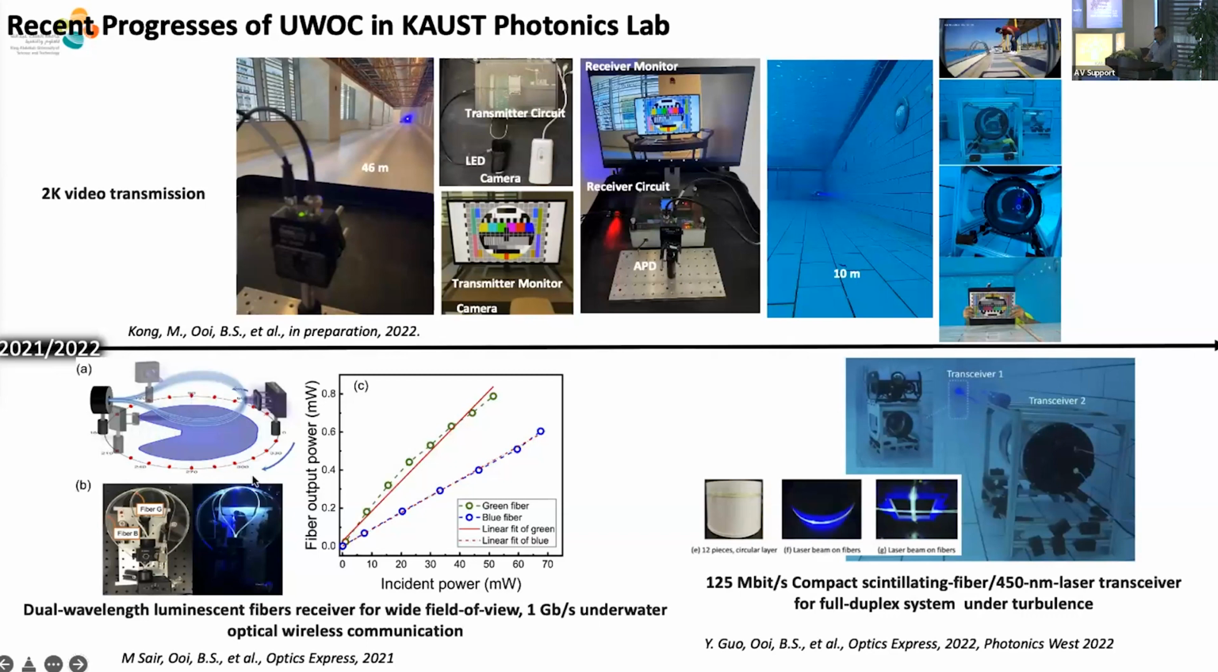We also tried to send different wavelengths, using the scintillating fiber to detect different wavelengths, so that we are able to double, triple the rate. And if you happen to have more wavelengths, essentially we are able to increase it substantially, just to mimic the technology that we use in RF, the cell phone technology called MIMO. It's multiple input, multiple output type of technology that we try to mimic and do in the optical domain underwater.